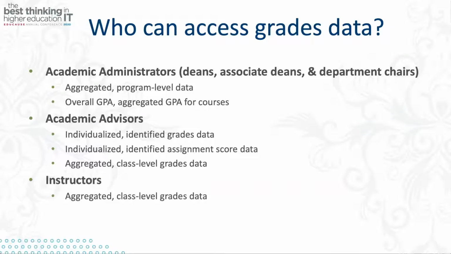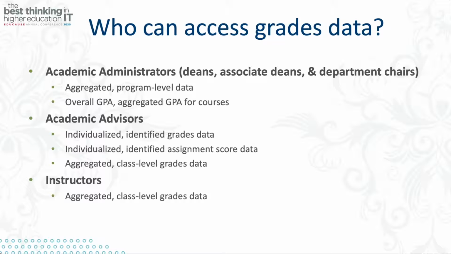I kind of gave this away a minute ago, but we have three primary audiences I'll be talking about today. Academic administrators, so deans, associate deans, and departmental chairs. They get aggregated program level data. They can see overall GPA, certain course GPA, stuff like that. Academic advisors have access to individualized identified grades data, individualized identified assignment score data through that ScoreShare system that I mentioned, as well as aggregated class level grades data.